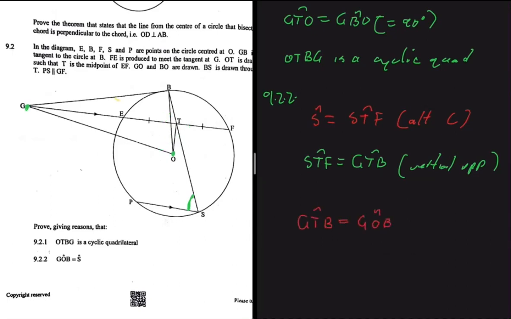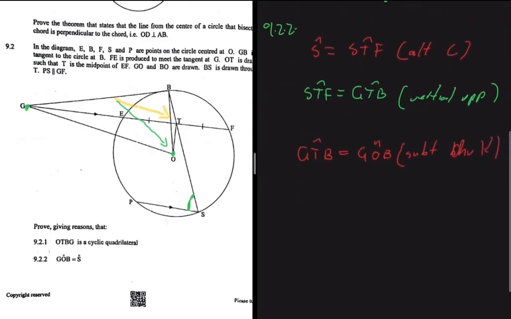GTB is being subtended by GB, right? And then GOT is also being subtended by GB. We've proved that OTBG is a cyclic quad, so we can get away with saying that, right? So here we're gonna say that they've been subtended by the same chord, right? By the same chord. Yeah.